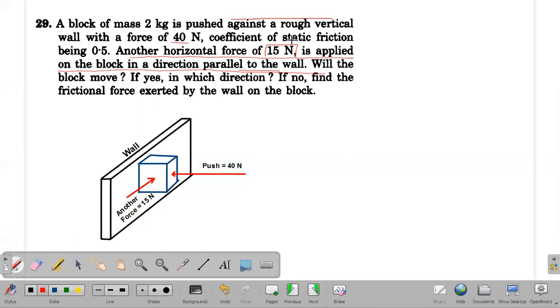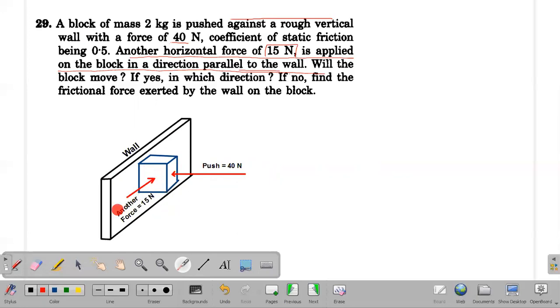What is against the wall and what is parallel to the wall? So this you can understand from this diagram, that the 40 Newton force is being applied which is perpendicular to this wall, which means we are pressing this block. By the 40 Newton force, you are pressing this block which is in contact with the wall. And look, this is another force, 15 Newton, which is parallel. This force is parallel to the wall.